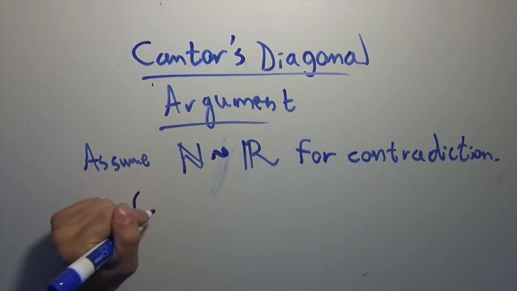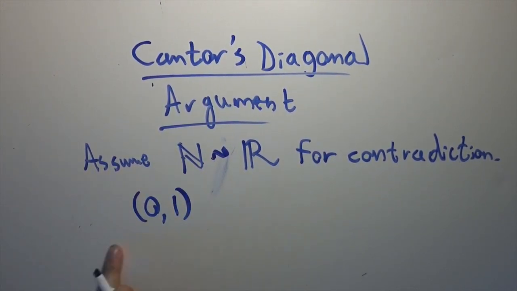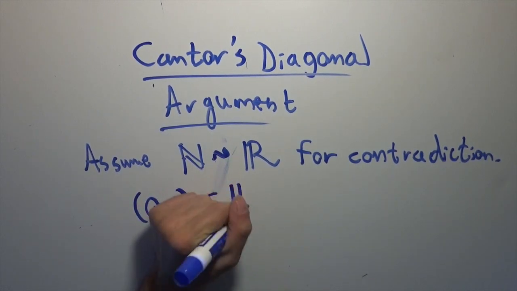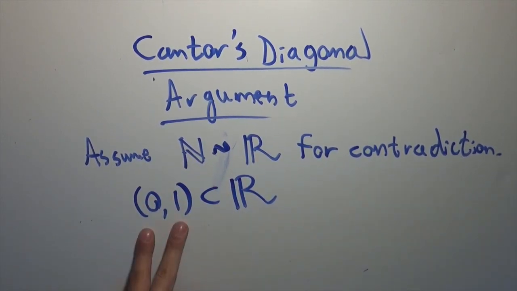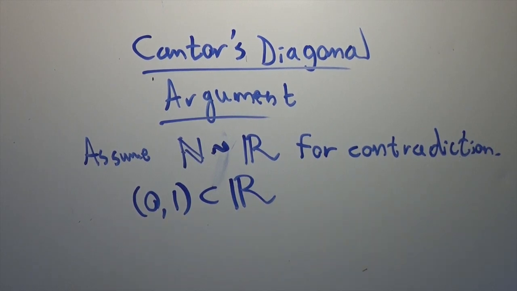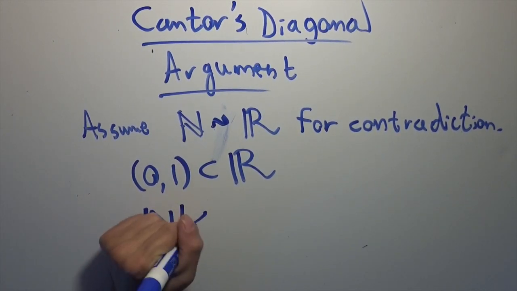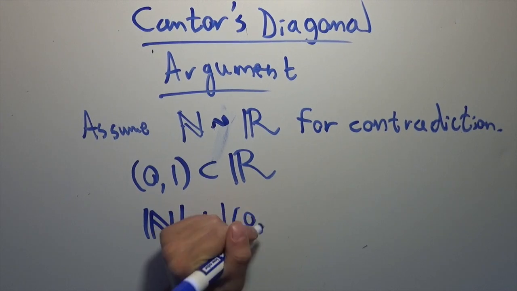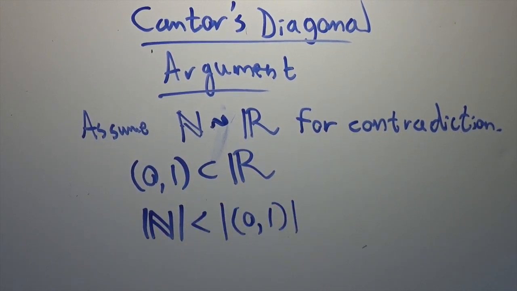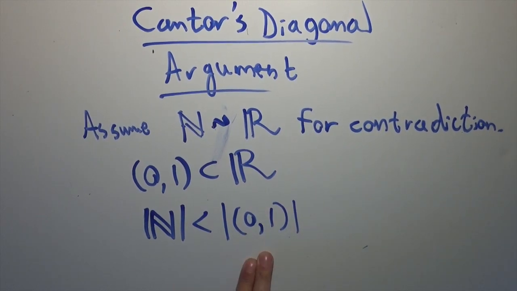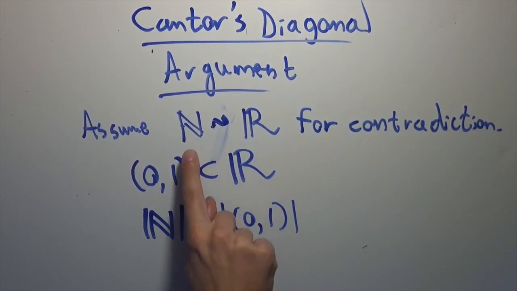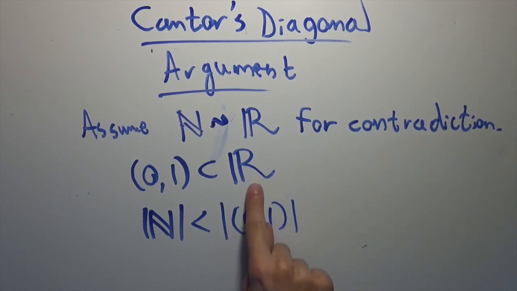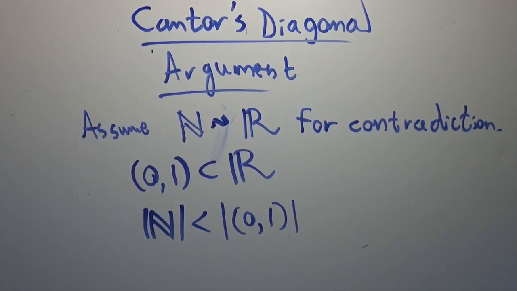Now, it's quite clear that the subset from 0 to 1, the entire interval from 0 to 1, is a subset of R, right? R is the entire number line. This is just an interval on the number line. So if I can show the size of N is less than even the size of all the elements in 0 to 1, then of course N is less than R, because this is a subset of that, right? So what we're actually going to assume is that these are the same size, and then show that that leads to a contradiction.